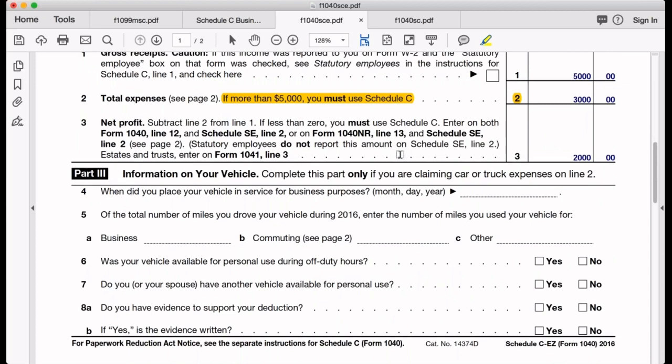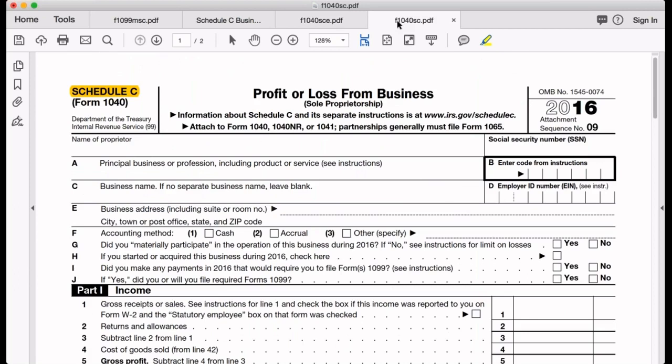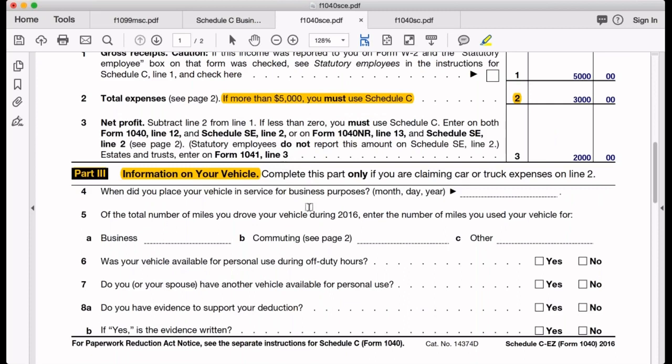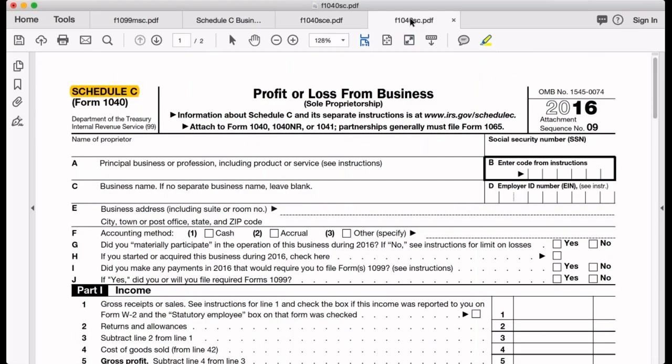Schedule C. And as you can see on this form, there's Part 3 and information on vehicles. But I'm not going to show it to you here. I'm actually going to show it to you in the other form, because it's essentially the same, the same lines, the same questions, exactly the same. None of those questions on Part 3 are going to change from this form to this form right here. So I'm not going to show you vehicle information here. I'm going to show it to you on the next form.